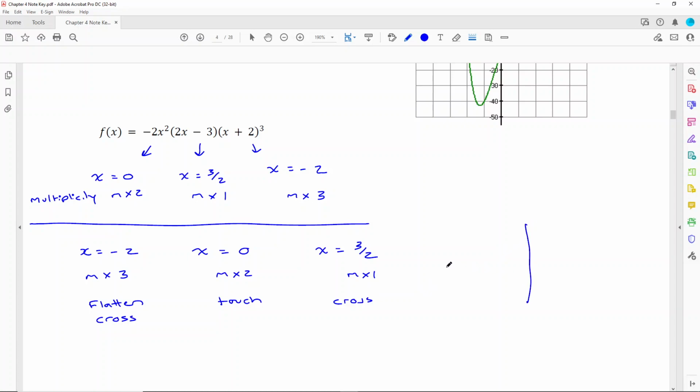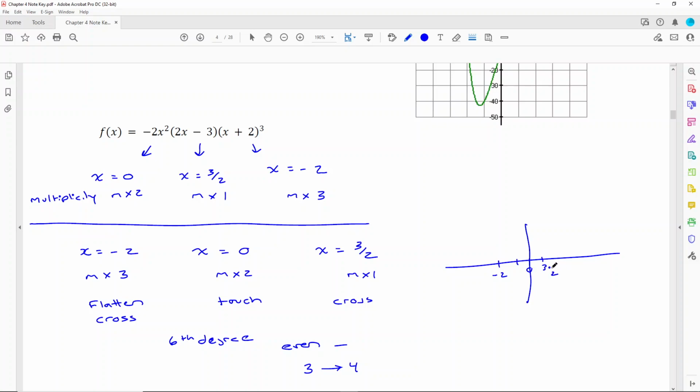So how would I then use that to sketch? Well, this is a 1, 2, 3, plus 3 is 6. So this is a 6th degree, which makes it even. The leading coefficient is negative, so it's an even negative graph. So it's going to start in quadrant 3 and end in quadrant 4. Okay, so let's put on my x-intercepts. I have an x-intercept at -2. I have an x-intercept at 0, and I have an x-intercept over here at 3 halves.